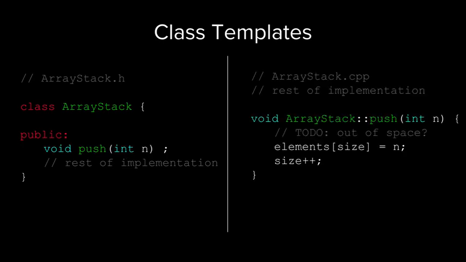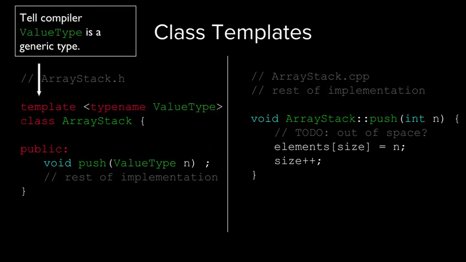So firstly, we have our .h file and then our .cpp file, and I'm only looking at one of the functions right now. The first thing you do is what we did with functions, where you replace the int with a generic type, let's say T or ValueType. I call it ValueType because I think it's a clearer name. And then you just tell the compiler that ValueType is a generic type by adding this line at the start of the class. You say it's templatized over this type called ValueType.